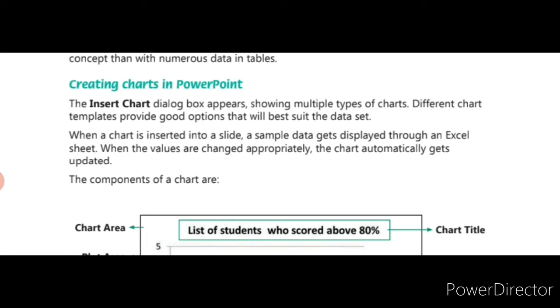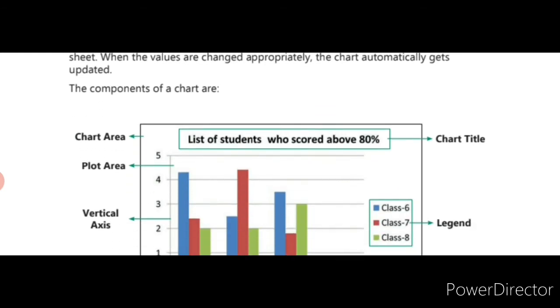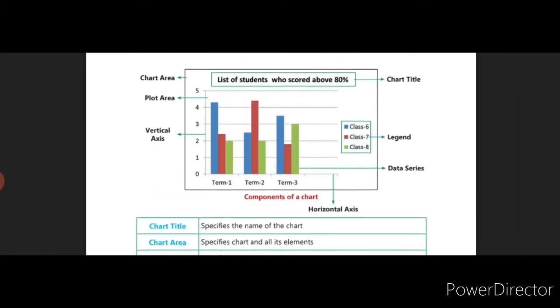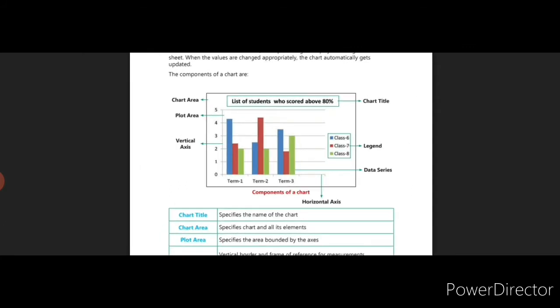So first we'll see about the chart title. What is chart title? From the name itself you are able to understand: the title of the chart, which specifies the name of the chart. Here, what is the chart title? List of students who scored above 80%. So this is the name of the chart. Chart area specifies the chart and all its elements. What is chart area? The whole area of the chart along with its elements is called the chart area.